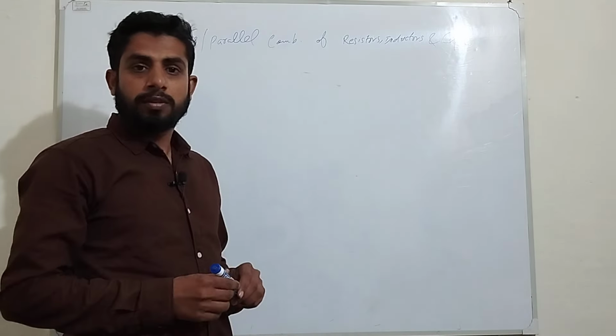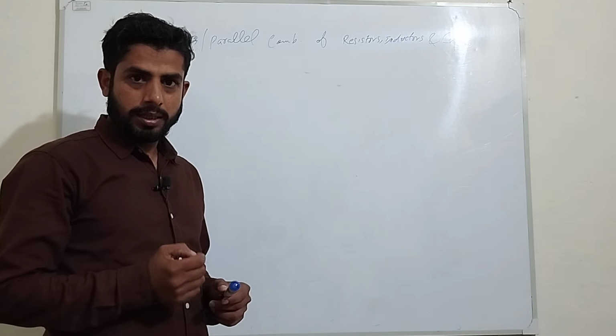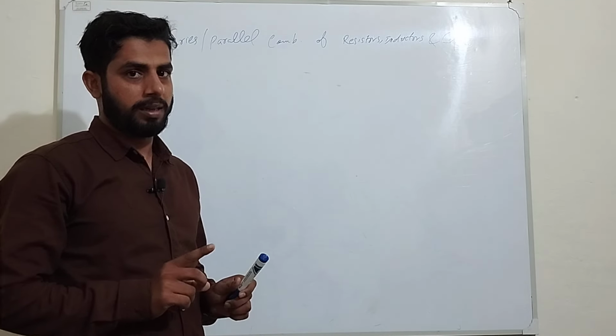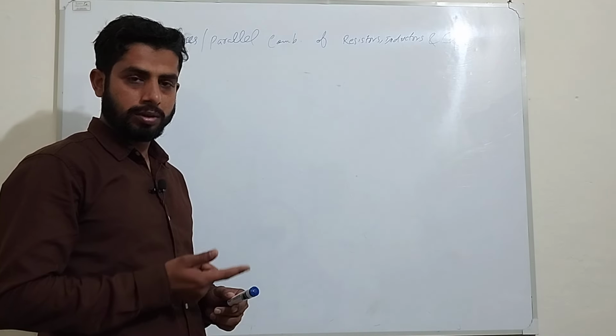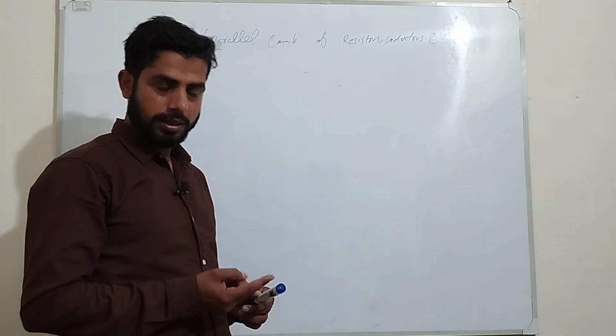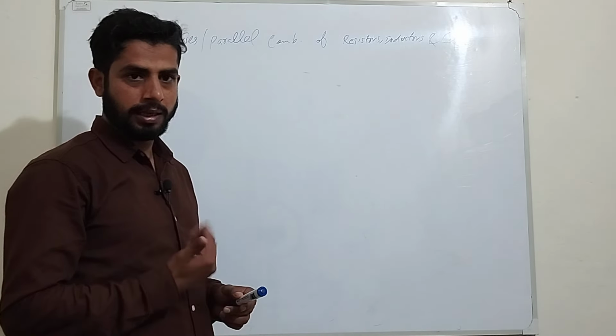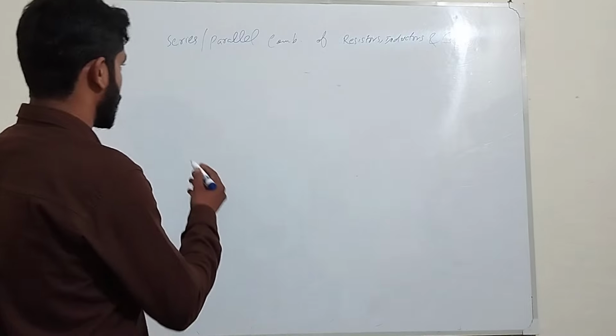First of all we have to understand what a series combination is and what a parallel combination is. This is our first step. Next step, how to solve the series combination of resistors. Then, how to solve series combination of inductors, and series combination of capacitors. Furthermore, we will discuss the parallel combination of all these three passive components: resistors, capacitors and inductors.